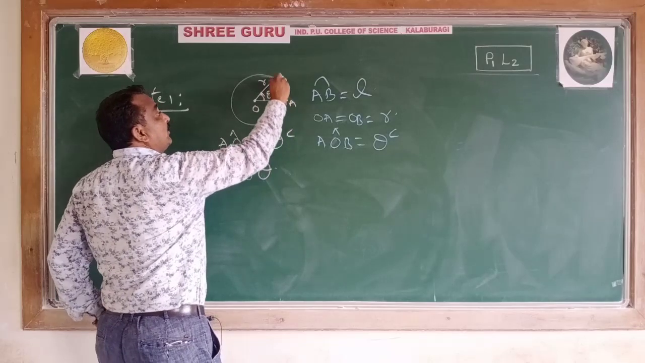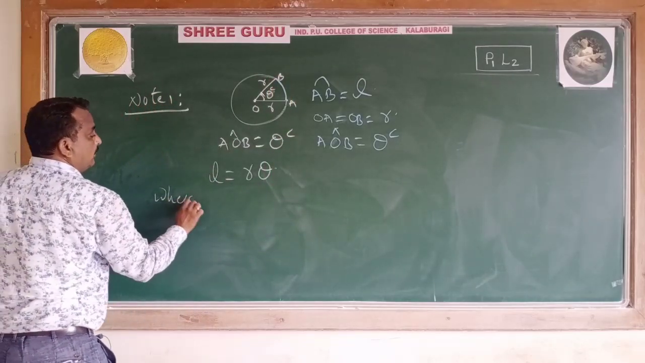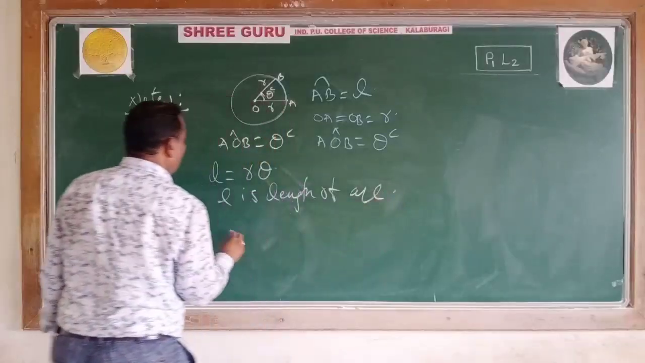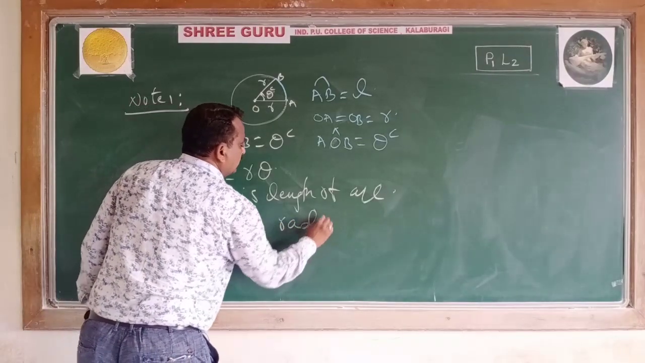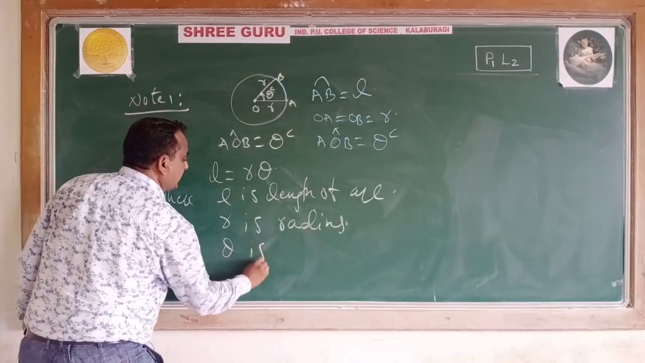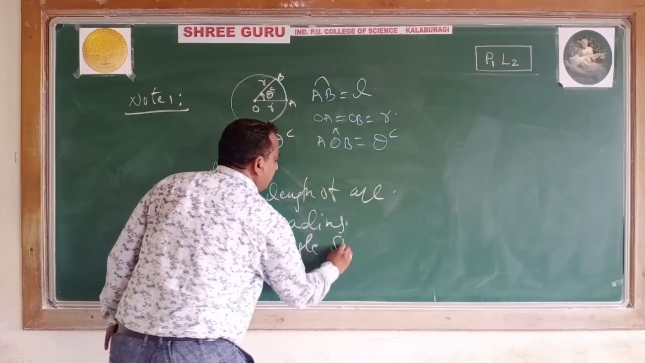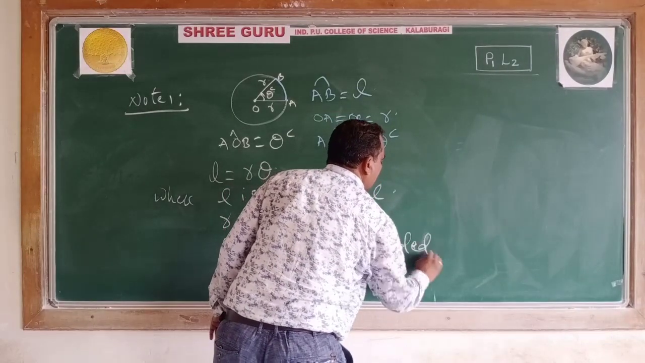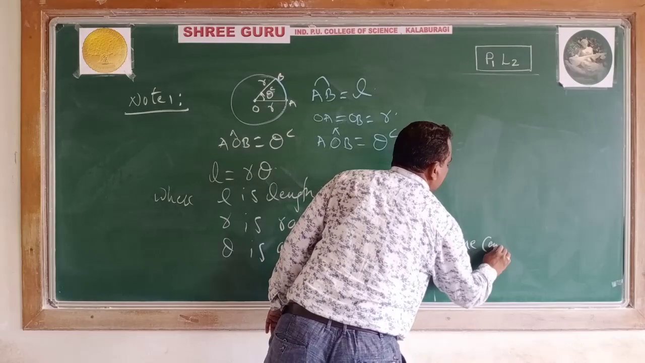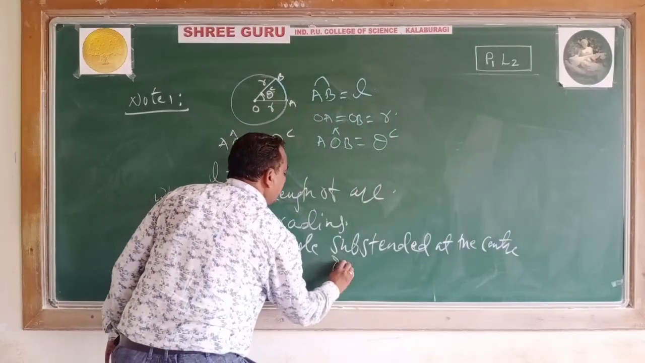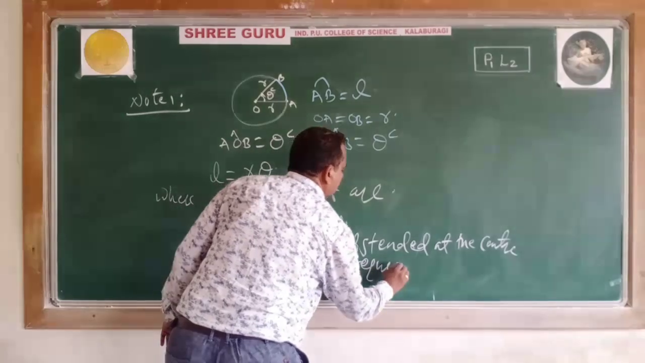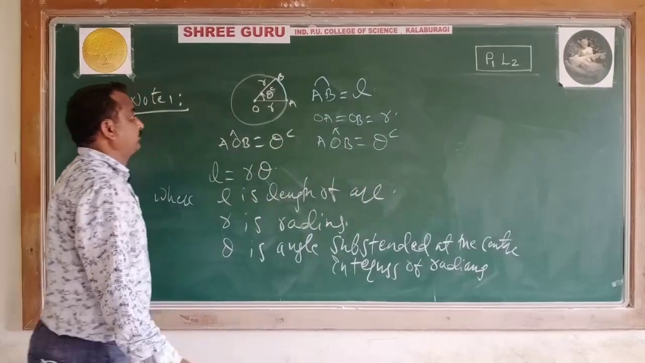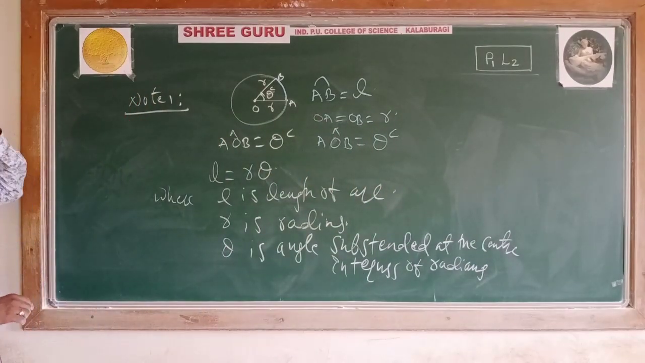So calculating the length of an arc, I will write: where L is the length of an arc, r is the radius, theta is the angle subtended at the center in terms of radians. So using this result you may calculate the length of an arc.